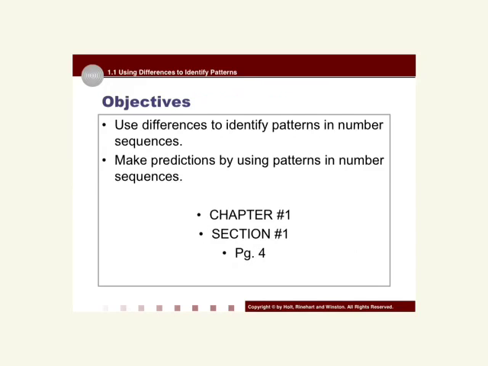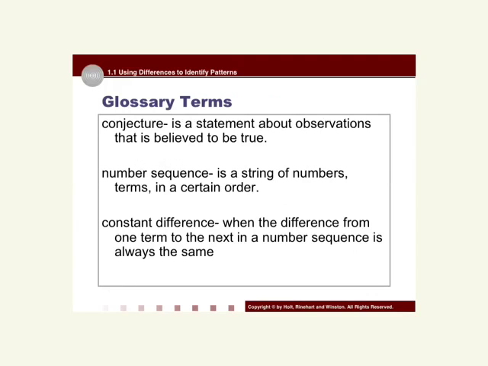Alright, the objectives of our lesson here in Chapter 1, Section 1 are to be able to use differences to identify patterns in number sequences, and the second objective is to make predictions by using patterns in number sequences. So this is Chapter 1, Section 1. If you want to follow along in your textbook, we're on page number 4. Alright, we have three definitions here for Chapter 1, Section 1.